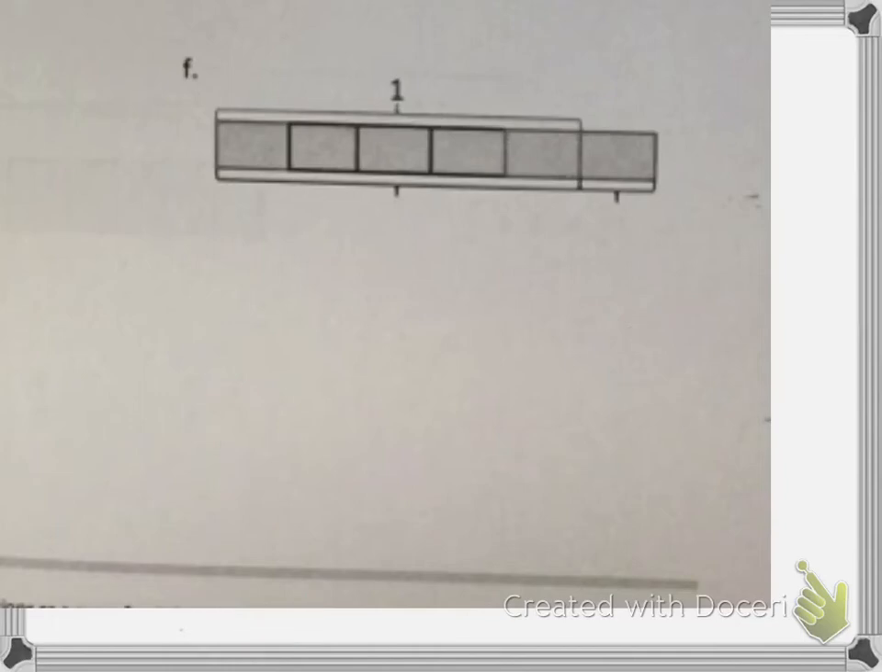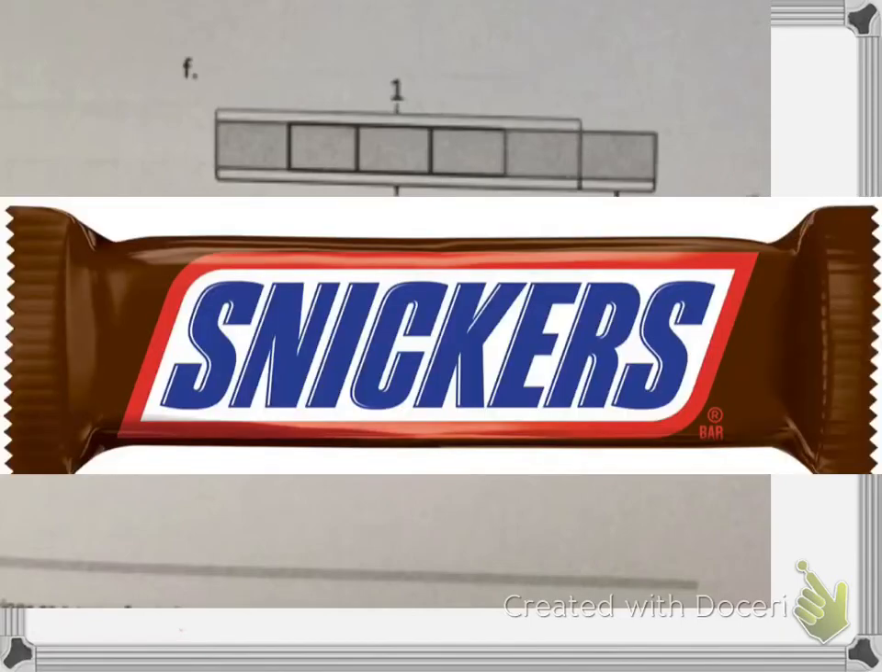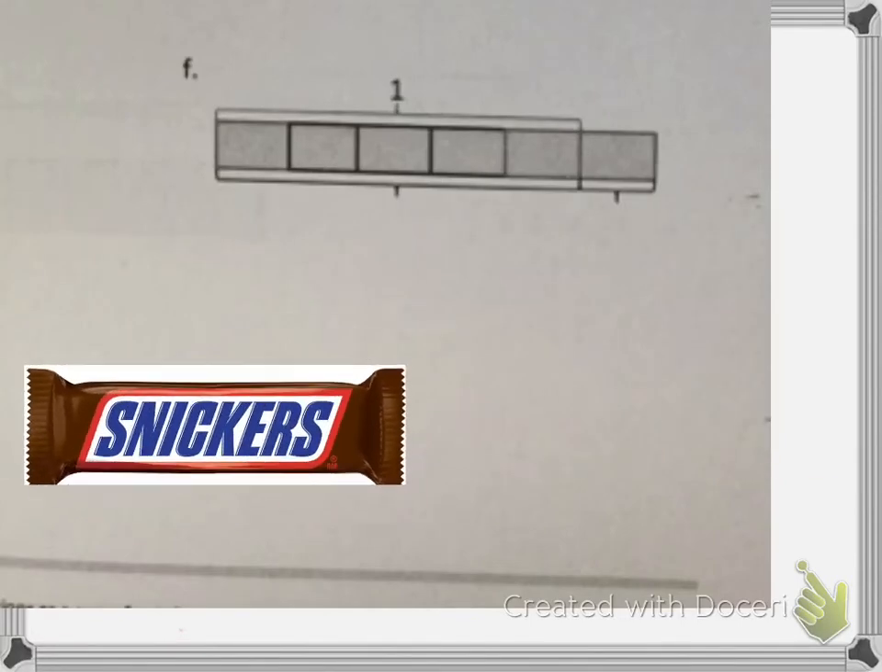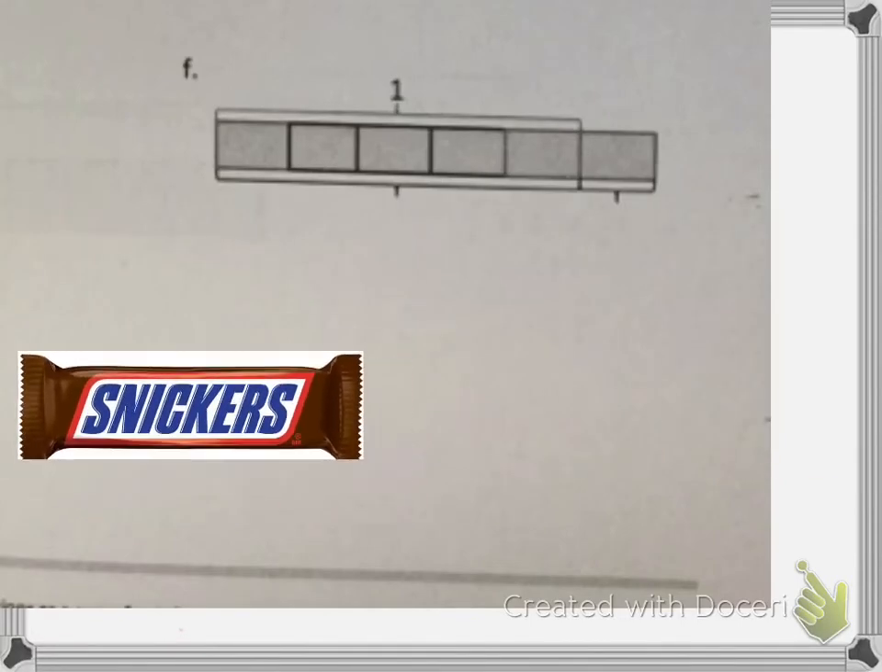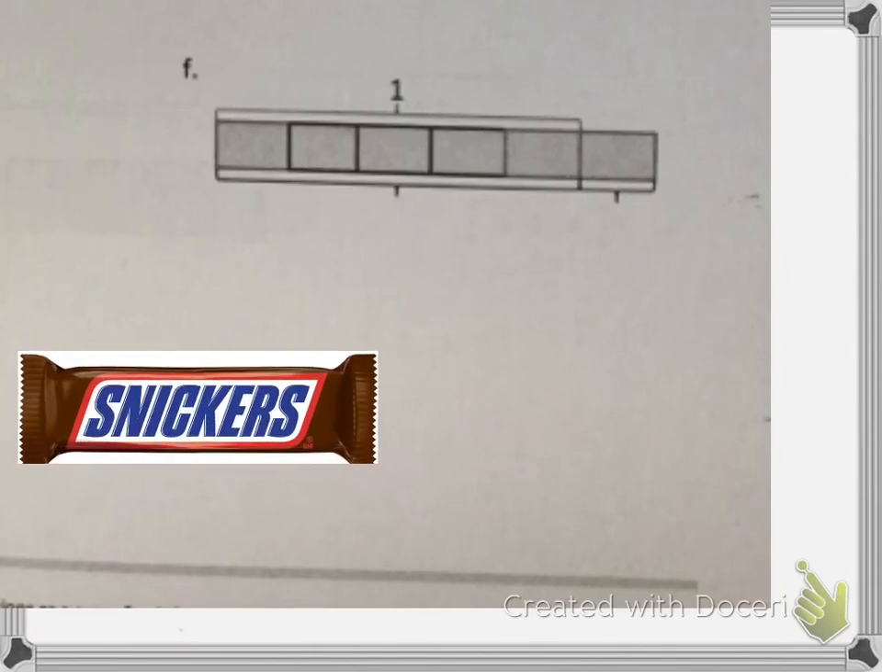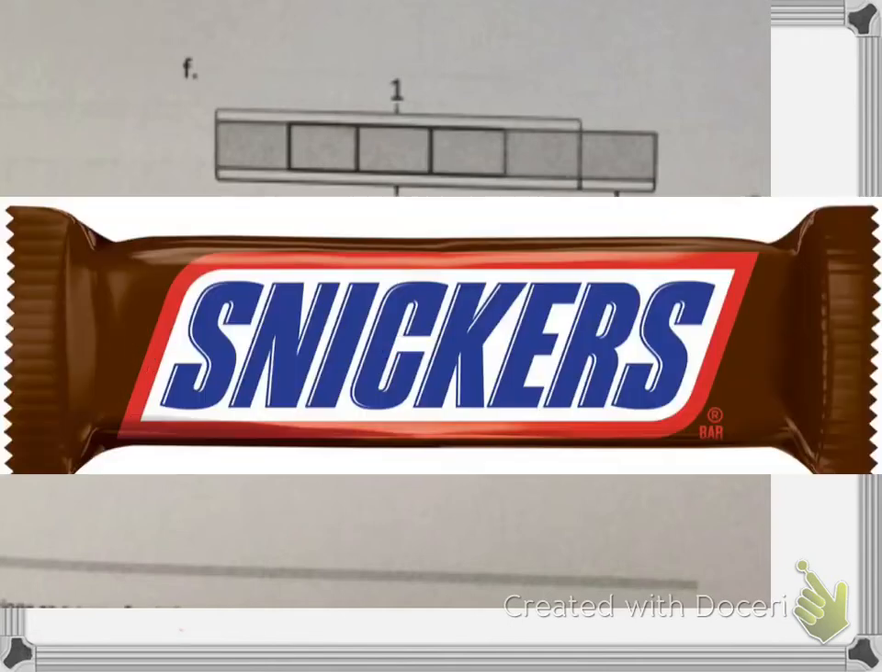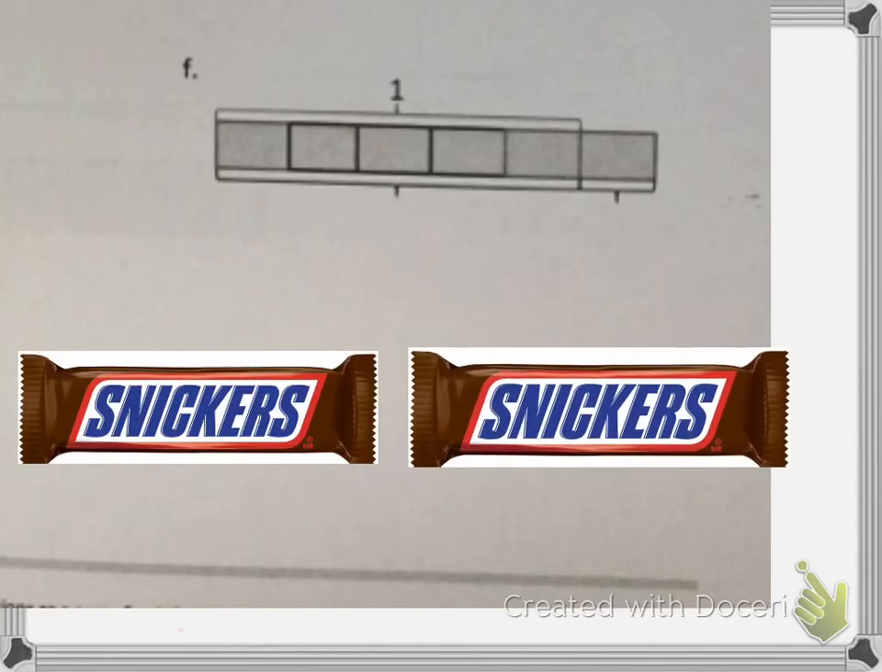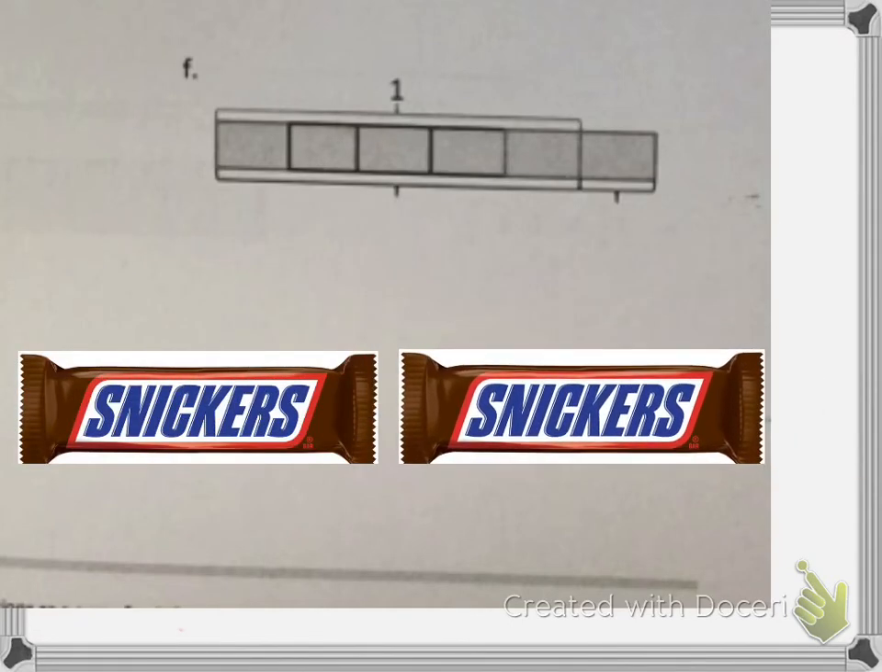Okay, and what I am going to use right now is a Snickers bar in order to help us understand whole numbers and improper fractions. Okay, so I'm going to put a Snickers bar here, and I'm going to put another little Snickers bar here. Boom. All right, so we have 2 Snickers bars.